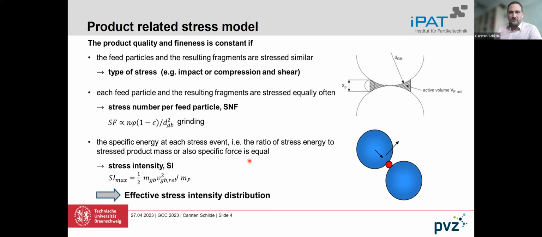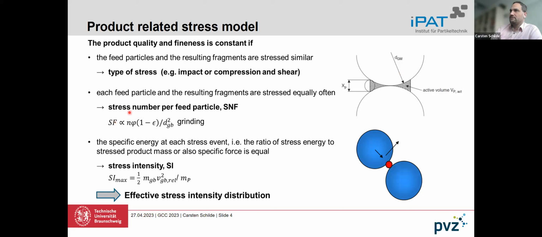Just a very short overview. I think 90%, 95% of you all know how we are dealing with our models from the machine or product related model. We have the stress model according to Arno Quade, which is on the one hand defined by the type of stress, in our case compression between these grinding beads shown on the right side. We have a certain stress number.